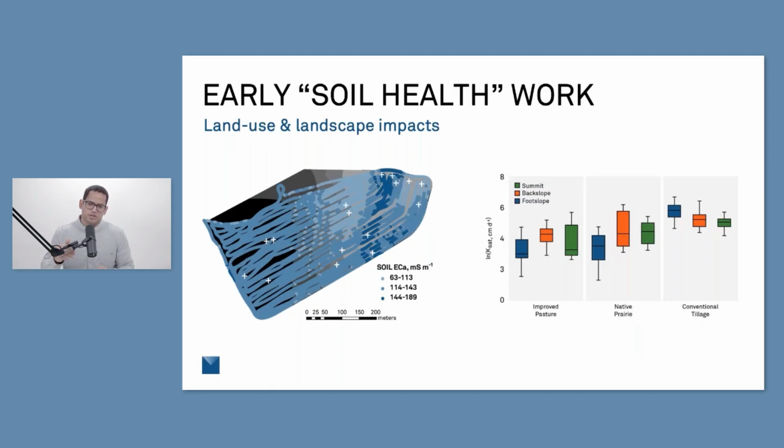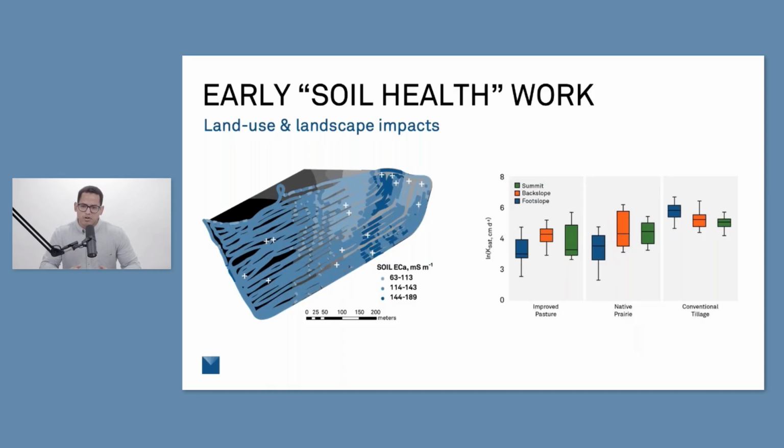You see lower hydraulic conductivities in the foot slope positions, the highest hydraulic conductivities typically in the back slope position, and in the intermediate is our summit, which is at the very top of the hill slope. And so we were able to characterize what that catena effect looked like on these soil hydraulic properties. But of course, what we also saw was higher hydraulic conductivities in the native prairie than what we saw in the improved pasture.